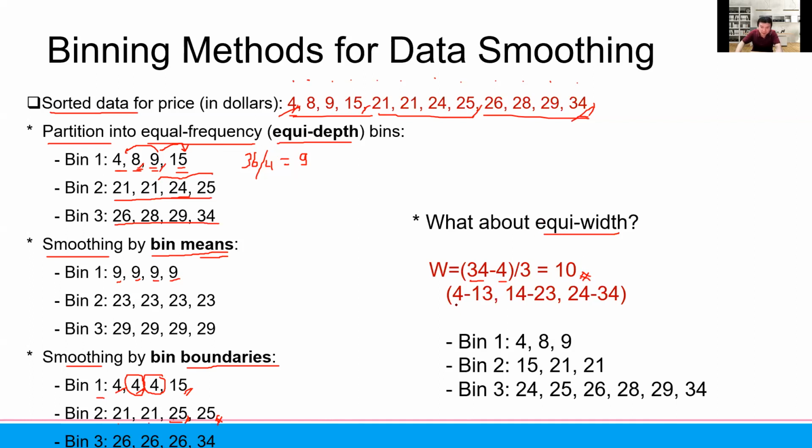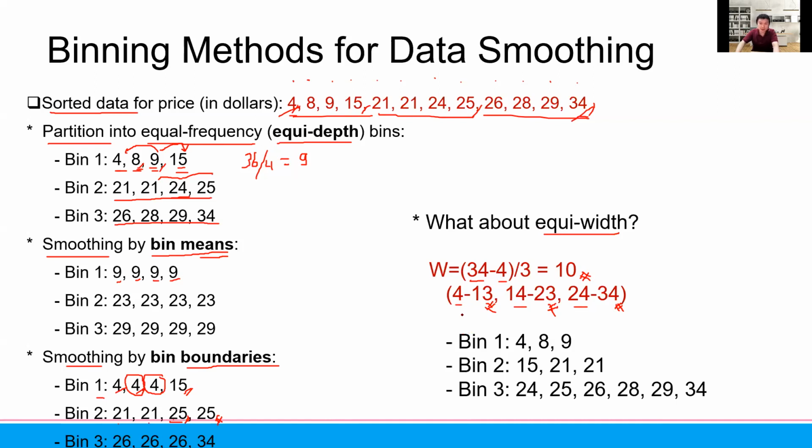So I know that the minimum is 4, and I take 10 values: 4 until 13 is already 10 values. Then the next will be 14, and 14 will start the next 10 values, so it will go until 23. And then 24 will be the next one, and we will have 34 as the last value. Because we want to divide into only 3 bins, 34 should be included in the last one.